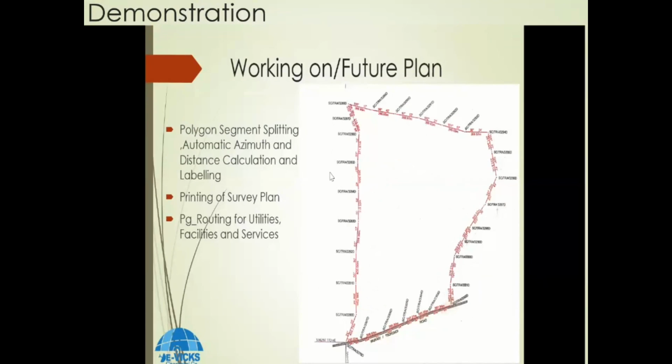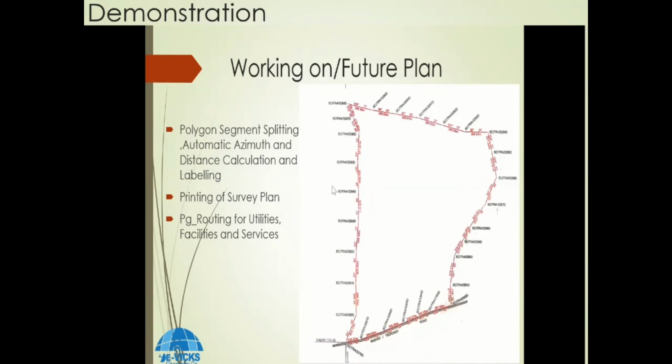So what we are currently working on is to enable fast processing and to achieve maximum utilization of the database, as well as fast processing in the course of generating CofOs, certificates of occupancy. We are currently working on polygon segmentation and automatic azimuth and distance calculation using the PostGIS functions that we have.